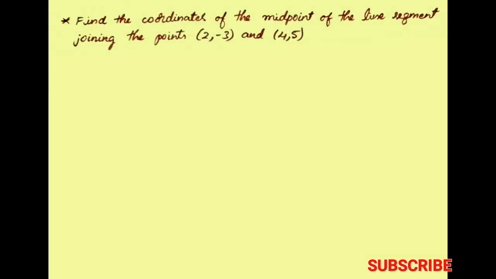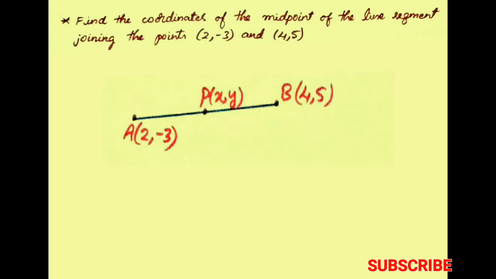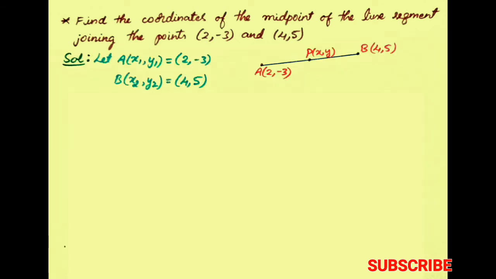See the next problem. Find the coordinates of the midpoint of the line segment joining the points 2, minus 3 and 4, 5. Let us see the solution. Let A x1 y1 is equal to 2, minus 3. B x2 y2 is equal to 4, 5. Here we have to find the coordinates of the midpoint of the line segment AB. Let P x, y be the midpoint of the line segment AB.